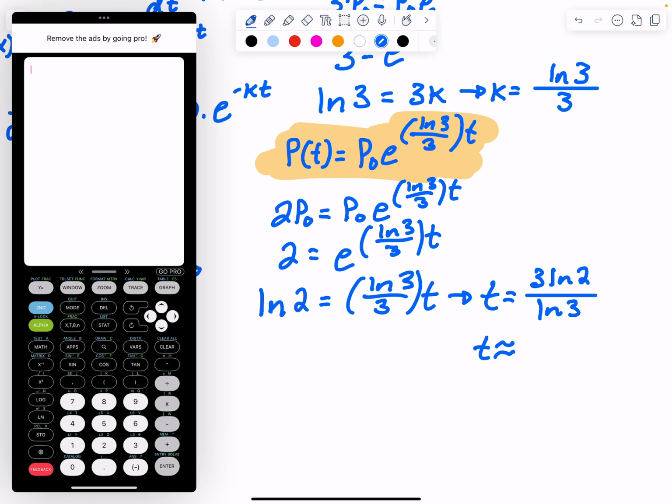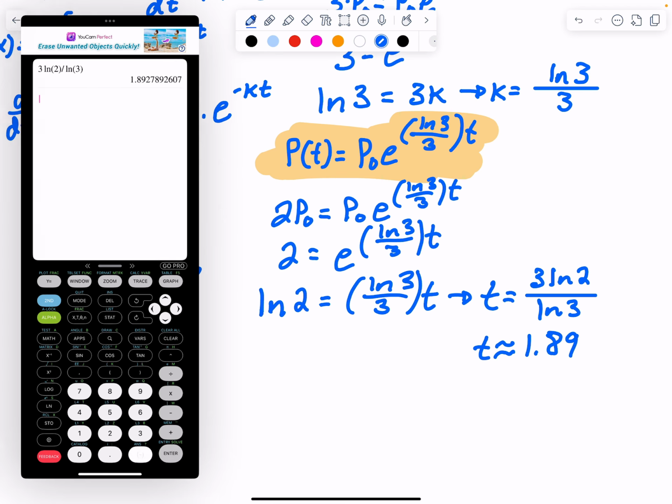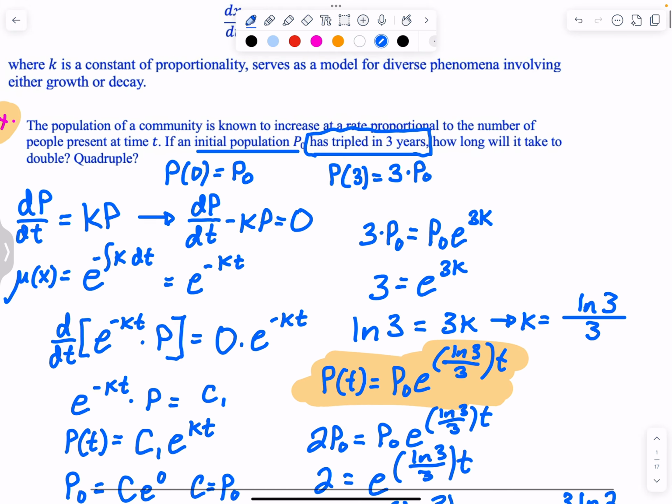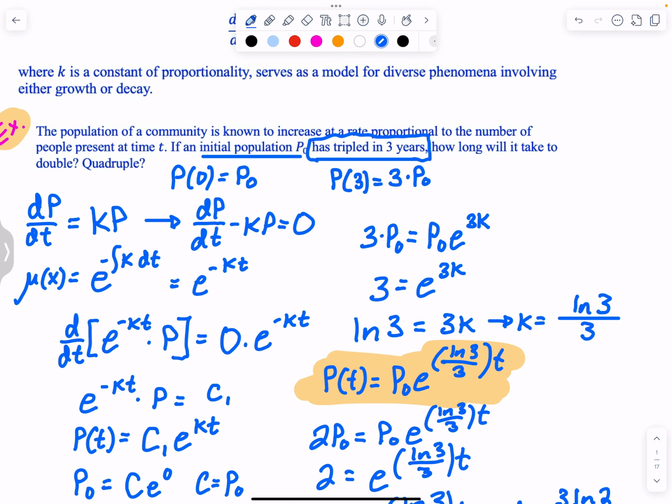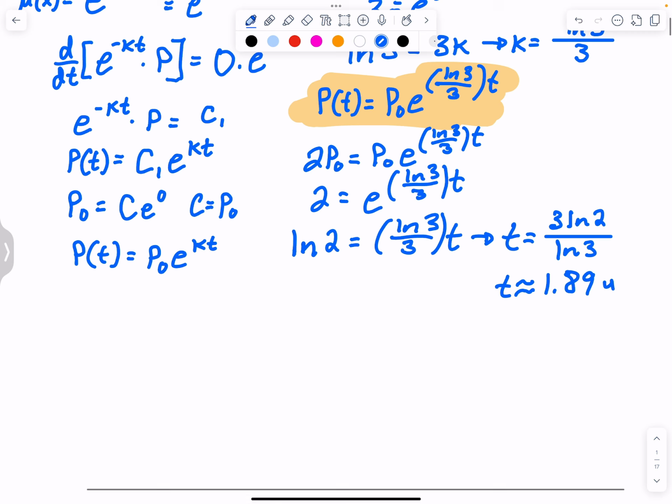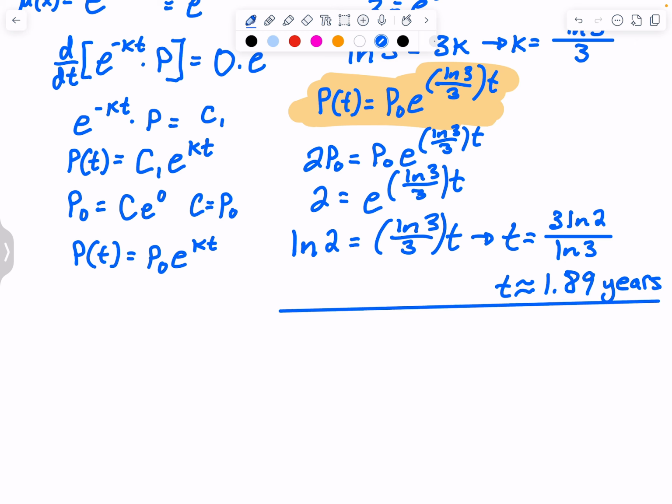All right, so we get 3 ln of 2 divided by ln of 3, and I got approximately 1.889. That's fine. And then I don't remember, what did they say, years? The rate is proportional to the number of people present at time t, 3 years. Yeah. So it would take that many years to double. All right, so that's the double one.